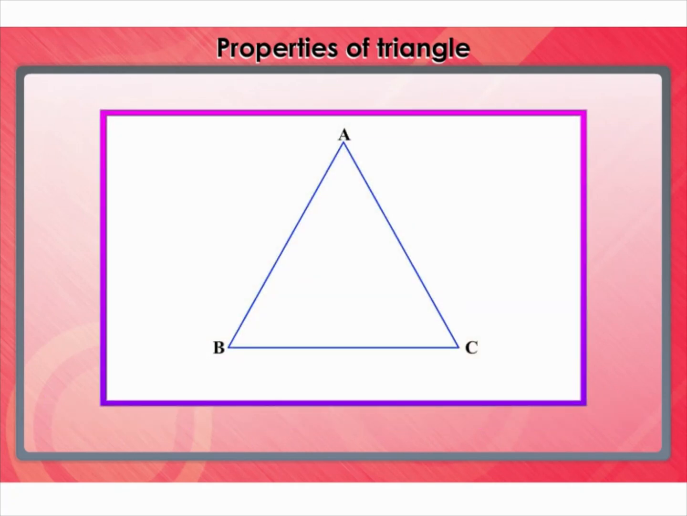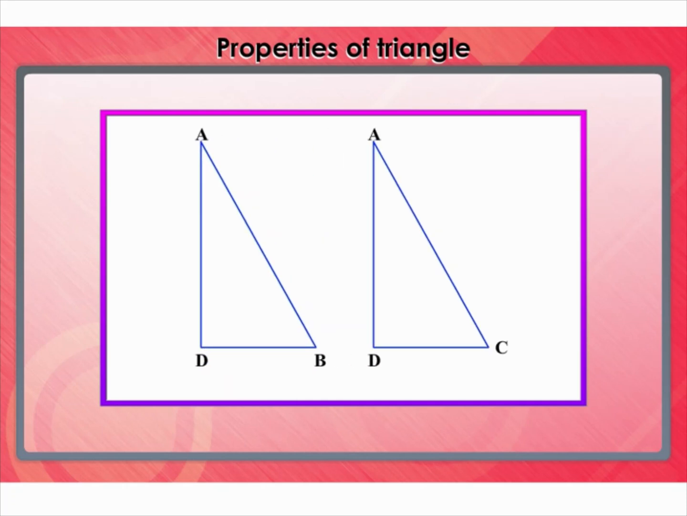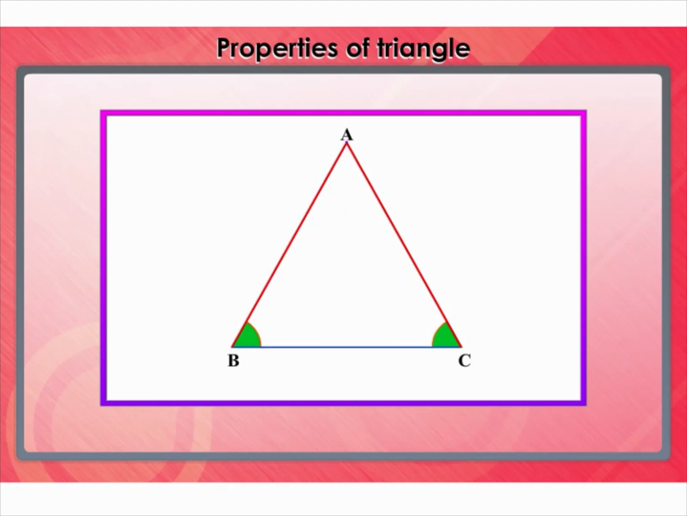Now let's join the vertex to the base of the triangle. If we fold the triangle along this line, it divides the triangle into two equal triangles. As you can see, the corresponding sides and angles of these two triangles are equal. Coming back to the isosceles triangle, we have two equal sides and the angles opposite to the sides are also equal. Based on these observations, we can conclude that angles opposite to the equal sides of an isosceles triangle are equal.